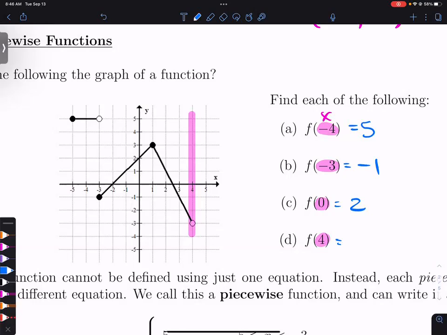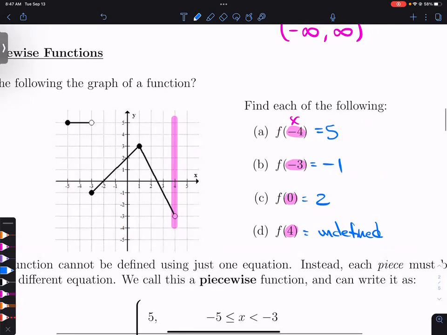So basically at 4, the function just doesn't exist, right? So I would say that that's undefined. Like 4 is not in the domain of this function, in other words, right? If I was going to write the domain down, I would have to use parentheses to show what happens at 4, right? We can get close to it, but not included. All right, so this is what we call a piecewise defined function.